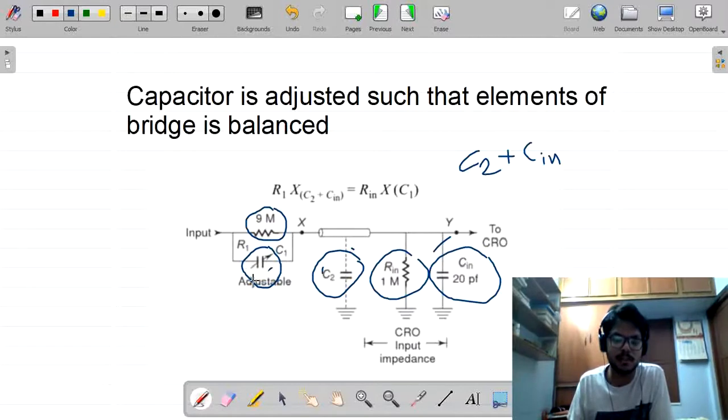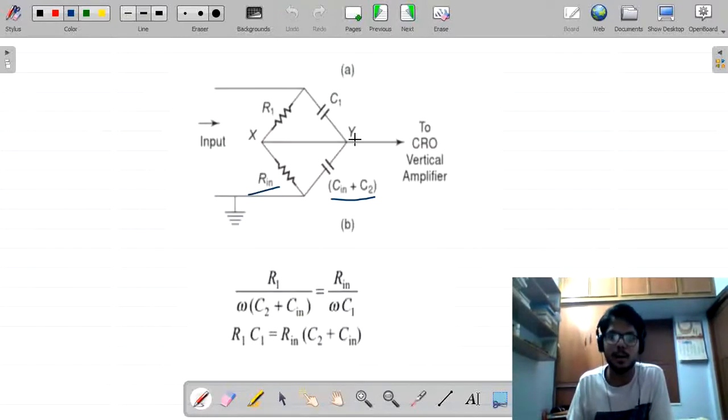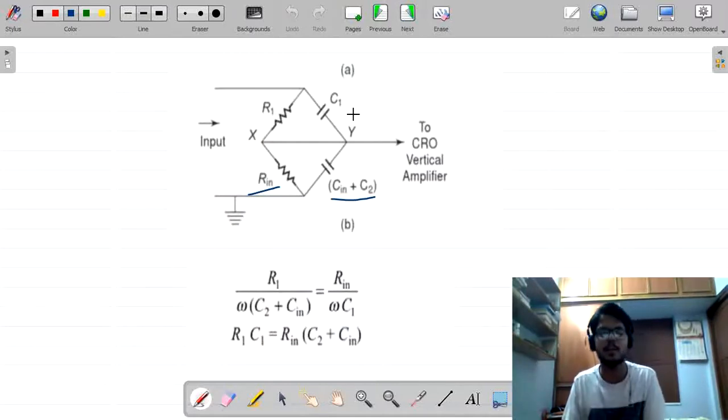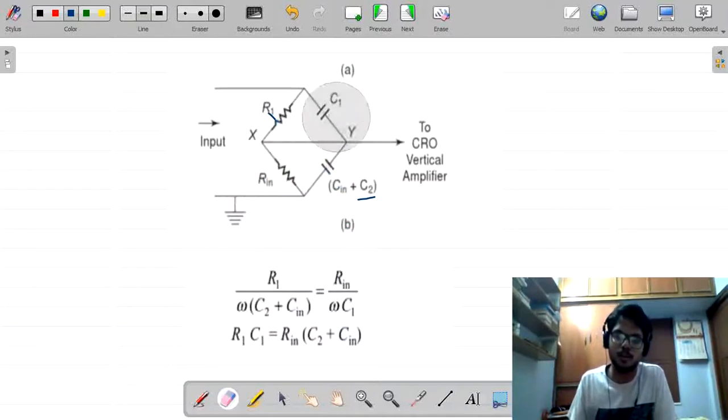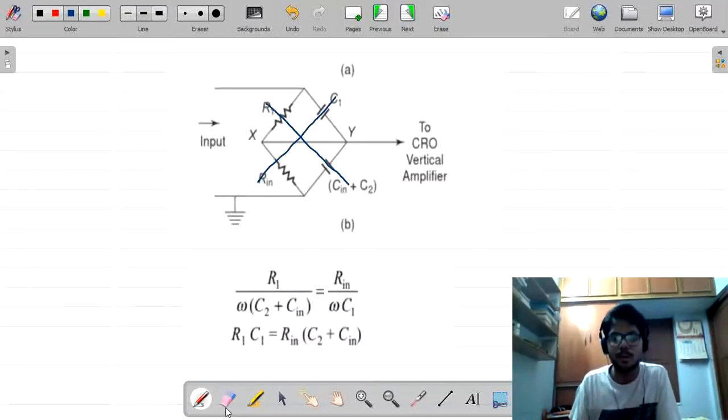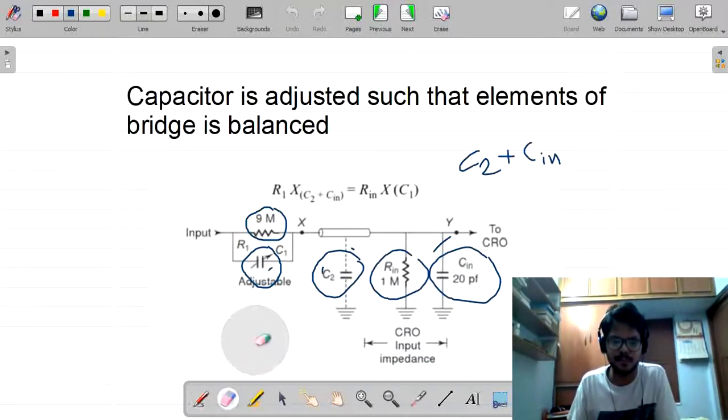Now R1 and C1 are also connected in parallel. From network theory, we know that the bridge balancing condition is that the opposite impedances must be equal. Hope you know the basic fundamentals of network theory. The opposite impedances must be the same in order to balance the bridge circuit. Now from this we can clearly see that the opposite resistance R1 into the impedance of Cin plus C2 must be equal to Rin into the impedance of C1. See, wait, I will write this.